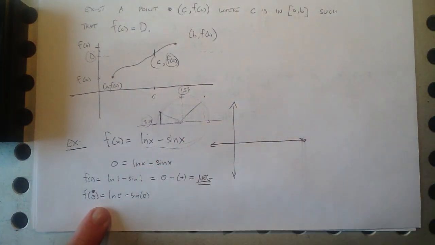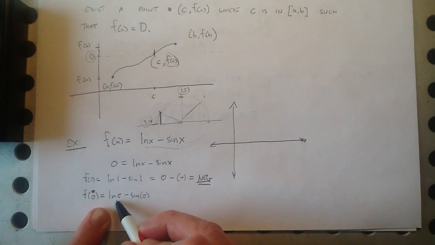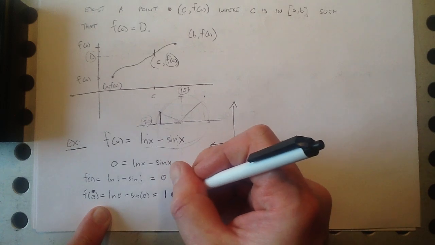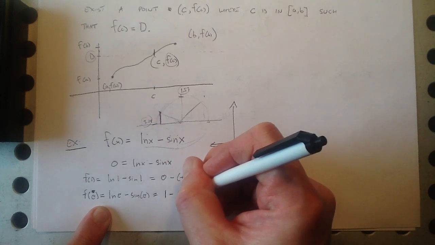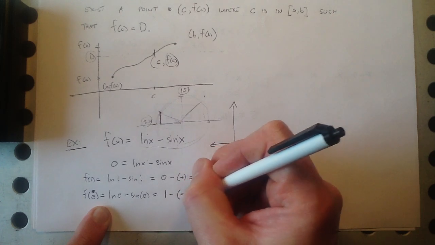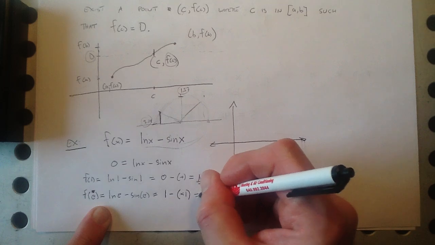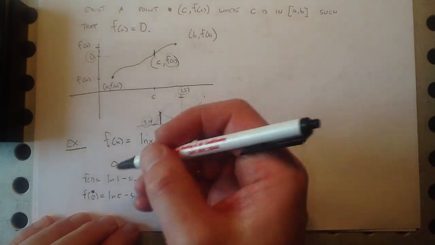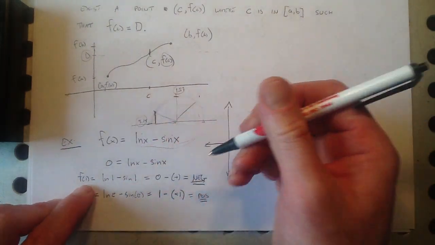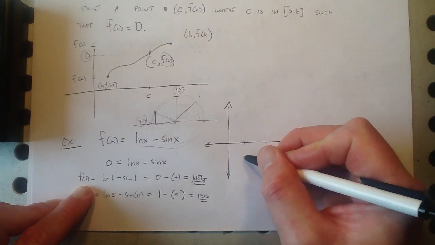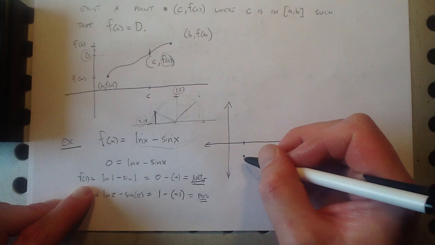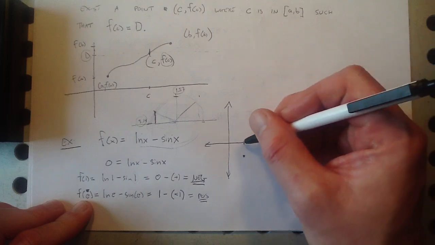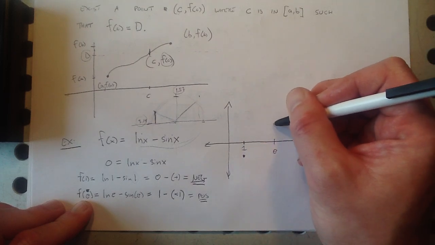What's the natural log of e? That's like asking, what do you have to raise e to get e? It's 1. So that's 1 minus some positive number less than 1, and that gives you a positive number. So what does that mean? It means that when I plugged in 1, I got some negative number, and when I plugged in e, I got a positive number.